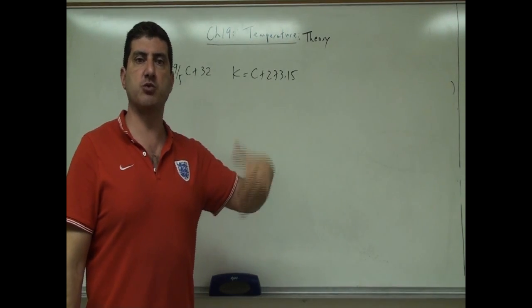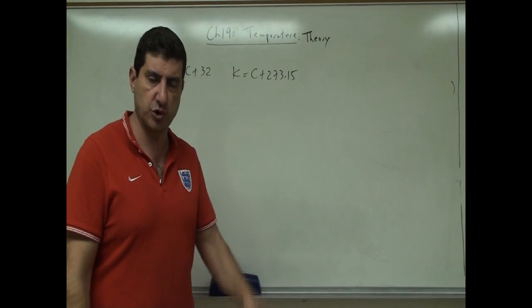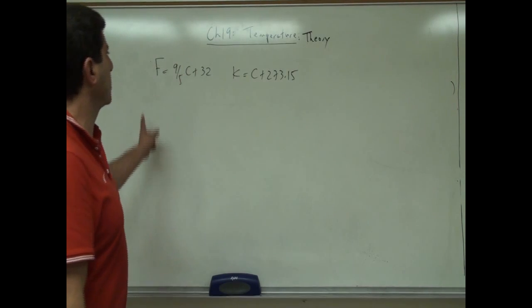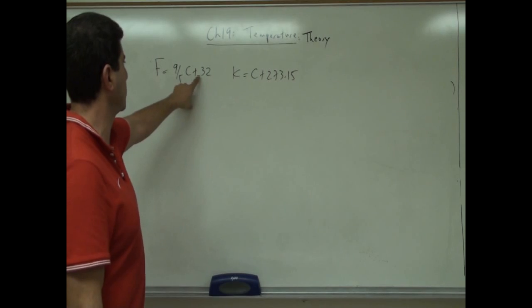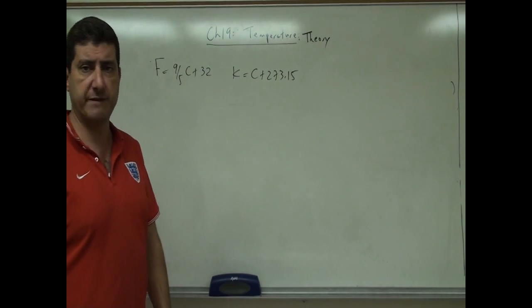And then in the next chapter, we'll delve more into it in chapter 20, and then chapter 21, and chapter 22. So there's going to be about 4 chapters of thermodynamics that we will cover. So we are introduced to the temperature scale here. The Fahrenheit scale is 9/5 Celsius plus 32, and the Kelvin scale is Celsius plus 273.15.